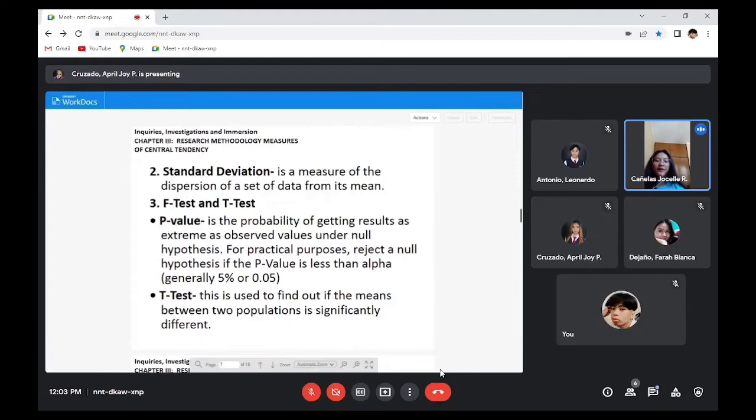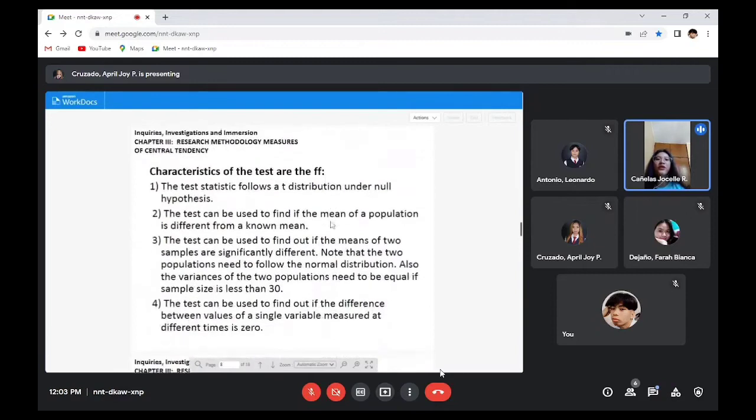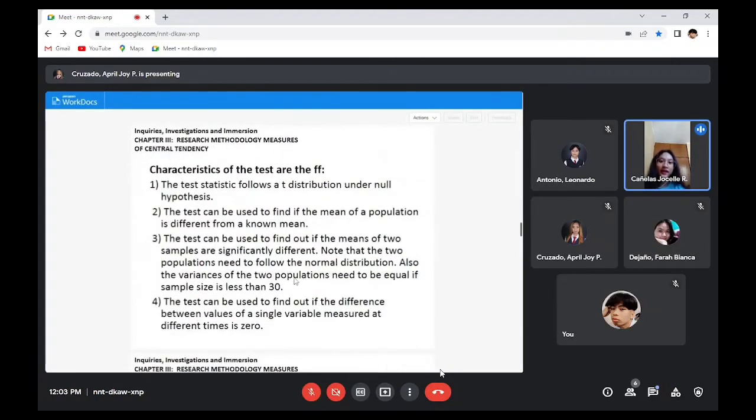Characteristics of the test. Number one, the test statistic follows a t distribution under the null hypothesis. Second, the test can be used to find out if the mean of a population is different from a known mean. Third, the test can be used to find out if the means of two samples are significantly different. Note that the two populations need to follow the normal distribution. Also, the variances of the two populations need to be equal if the sample size is less than 30.